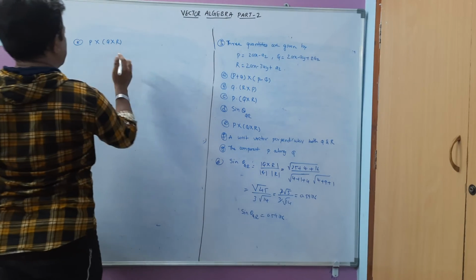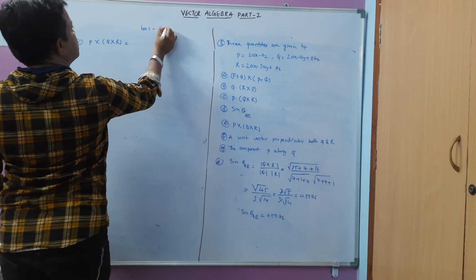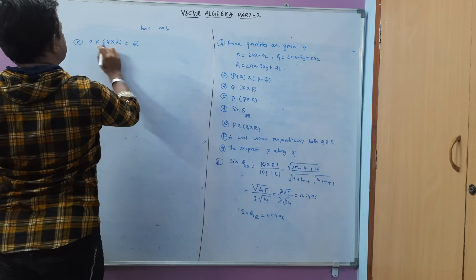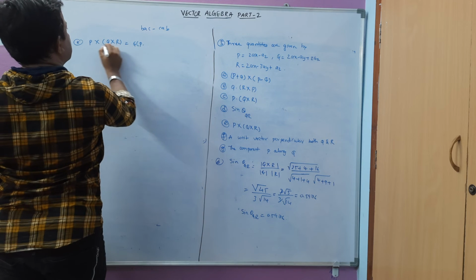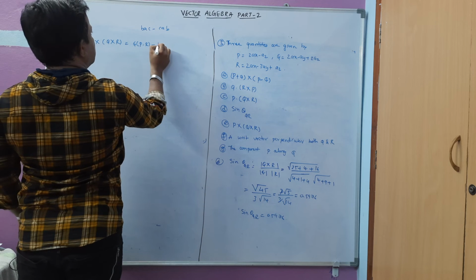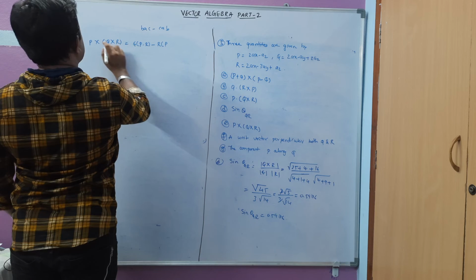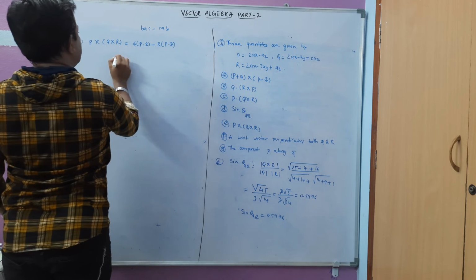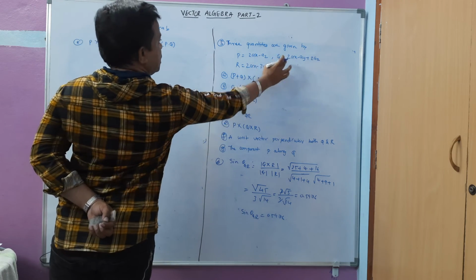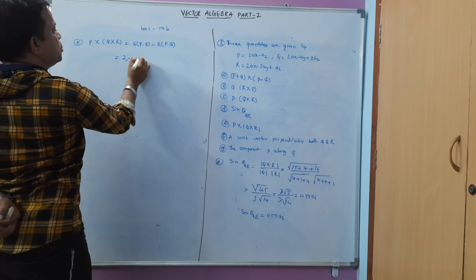So we can do this problem by using the BAC-CAB rule here. If you remember this one, the BAC-CAB rule: B means here Q, into A means here P dot C, C means here R, A means here P, B means here Q. So if we are going to perform this one, it will be easy for us. So already Q is here, Q here is 2 comma minus 1 comma 2.